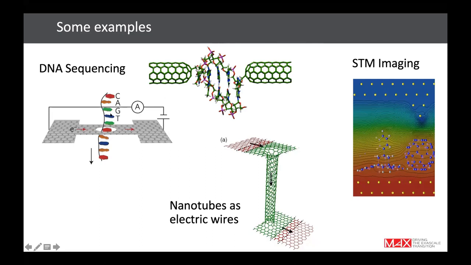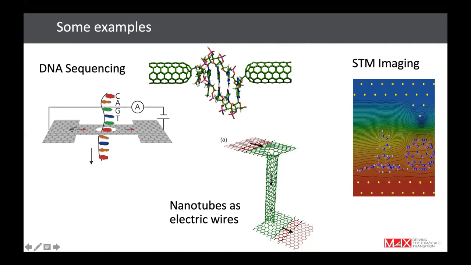And the same thing you can do by passing a DNA chain, or in this particular case, a single strand through a nanopore in graphene. And by looking at the current that you generate in graphene with a voltage between the two sides, that current depends on which base is going through, and then you can also sequence the DNA chain with this method. But we have also used it for electric wires.